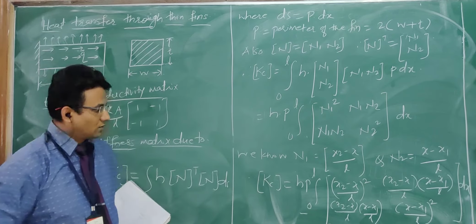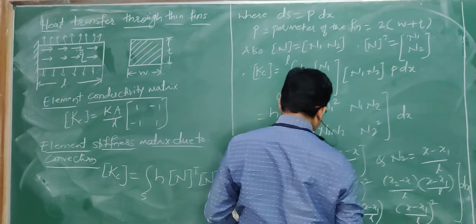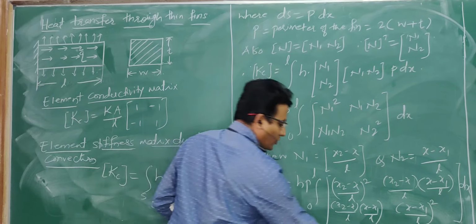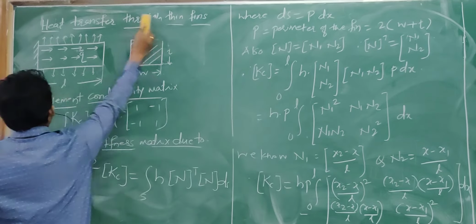We need to multiply this and open the square and then integrate with respect to x between the limits 0 to L. So I'll do that.